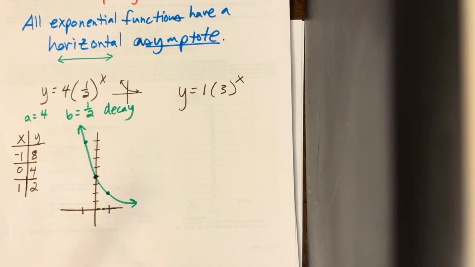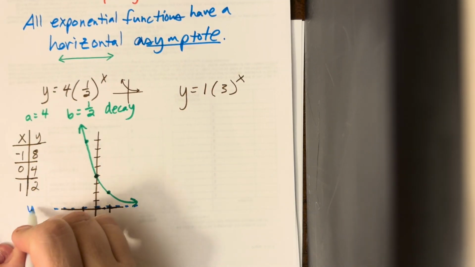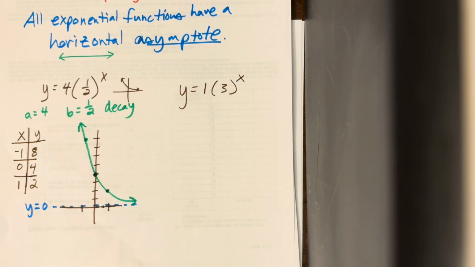I can also include my asymptote in as a dotted line. This is the line y equals 0. And there's my graph. That's all there is to it.